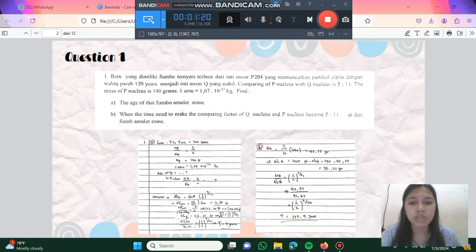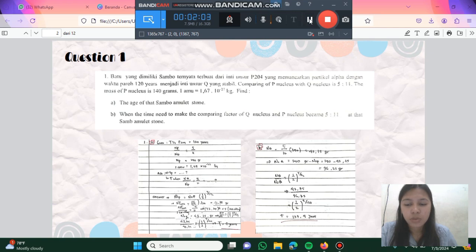B, the time needed for the ratio of K nuclei to P nuclei to become 5:11 for the Sambo amulet stone. So what is given: T half of P-204 is equal to 120 years, P per K is 5 per 11, and P is 140 grams. A is T, and B is T when K per P is 5 per 11.